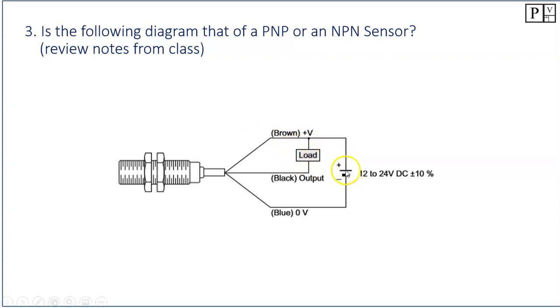We can see here that from our power supply, we're providing positive to the brown and negative to the blue, so we're providing 24 volts to the sensor here. And the black is the output here. But it looks like the PLC is already referencing the positive of the power supply here. So we already have a reference to the positive. Looks like we are switching the negative, right? So we are sinking that positive current here through the sensor to the 0 volt terminal here. So this one is most likely an NPN, or a sinking sensor. Okay, hopefully you followed there.